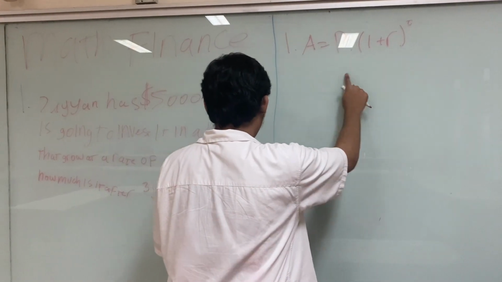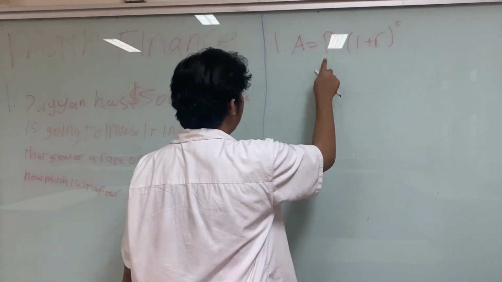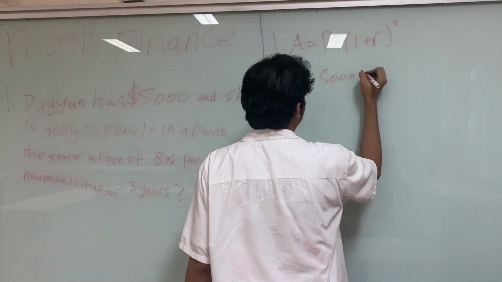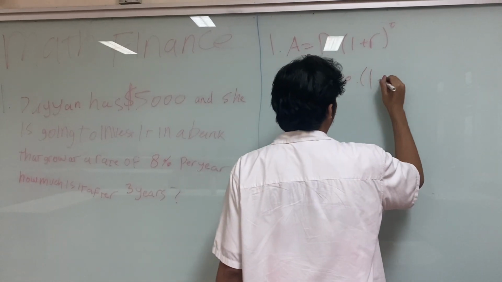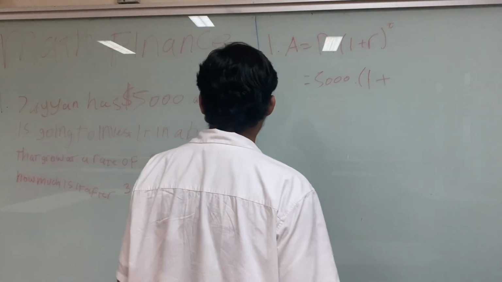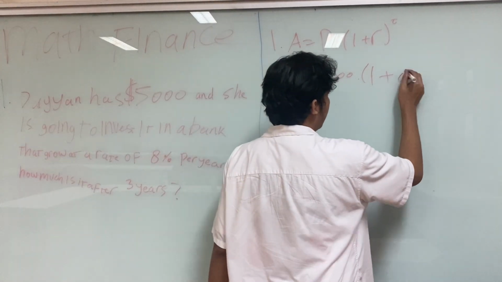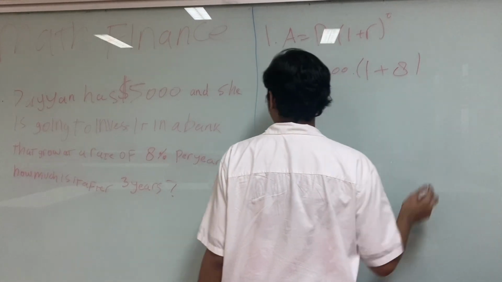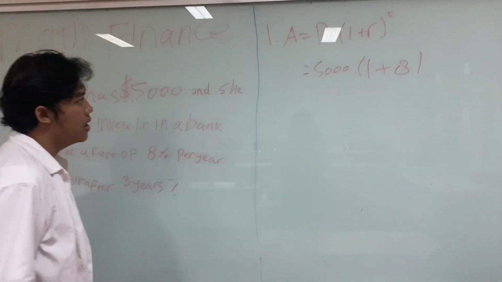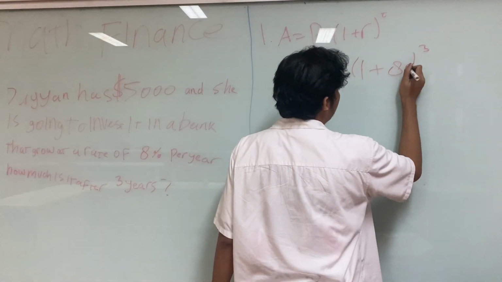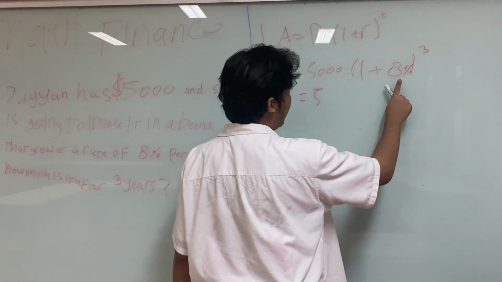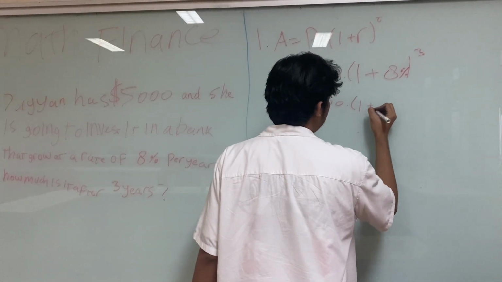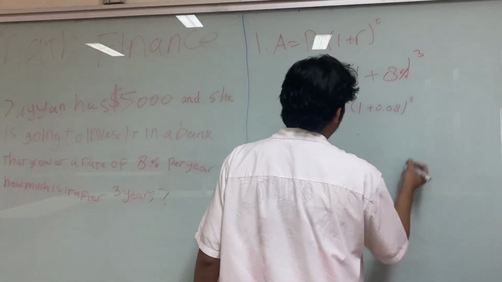So A represents the future value and P is the initial principal. So here we can put the 5,000 in the P, 5,000, and then we can put 1, and then the R here is the growth rate, which is the 8% per year, so we put 8, and then the T means the time after several years, because we need to find how much it is after 3 years. We can put 3 in here. So we need to make this a decimal number. So we can write it again, 5,000 times 1 plus 0.08 power 3.